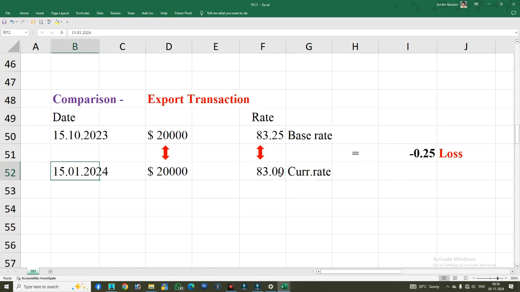This is an export transaction, so comparison is current rate minus base rate, answer is minus 0.25. It means this is a loss. We received 83 rupees per dollar when the export rate was 83.25. So 0.25 paisa per dollar loss to the Sunflower Limited.